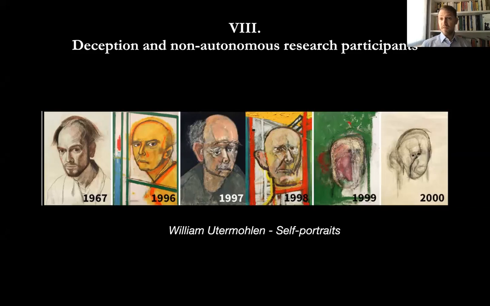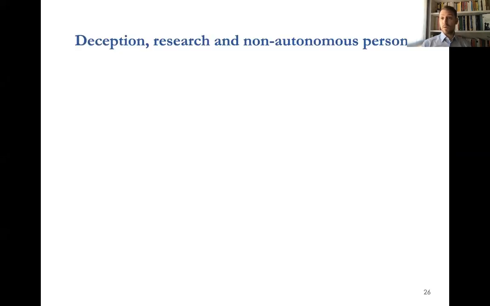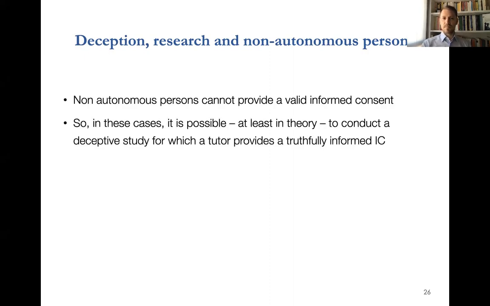Finally, let's very briefly look, before concluding, at a very important and under-discussed topic, that is to say the use of deception in studies with persons that are not fully autonomous. So we are dealing, for example, with cases in which there are persons that suffer from dementia or from other conditions, and so they are mildly or severely cognitively impaired, for example.